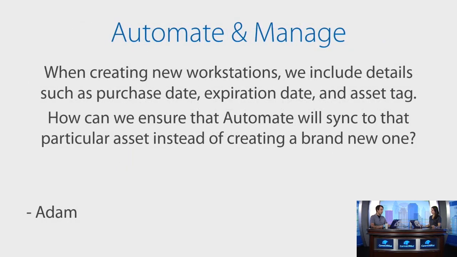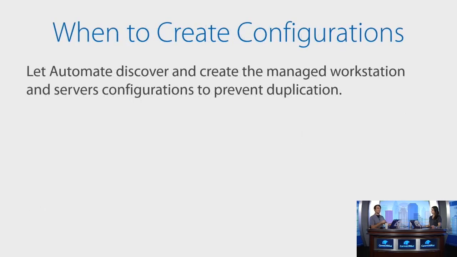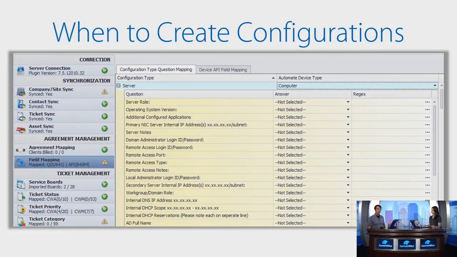And we had a couple questions coming in regards to how Automate and Manage are going to work together in regards to configurations. The first one is, when creating new workstations, we include details such as the purchase date, expiration date, and asset tag. How can we ensure that Automate will sync to that particular asset instead of creating a brand new one? In that case, when you're working with brand new assets, you're going to want to make sure that Automate itself is what creates that configuration asset inside of Manage. There's no way to sync an Automate device to an existing configuration, but since this is a brand new asset, just let Automate create that new configuration itself, and then you can add in that additional information if Automate isn't able to detect it on its own, which oftentimes it can.